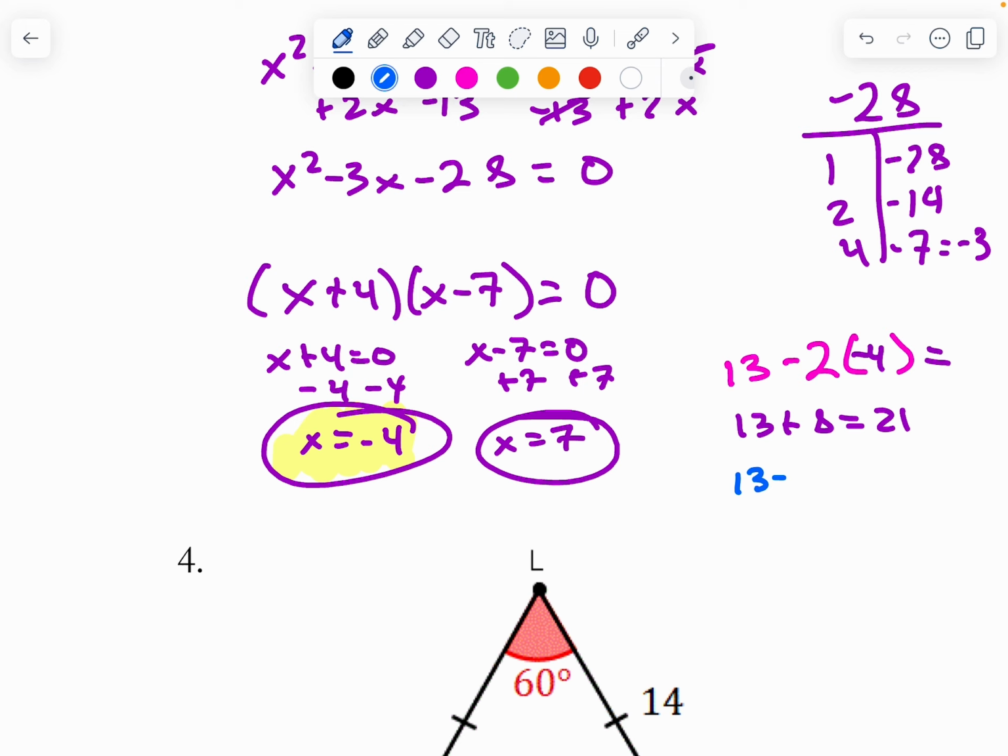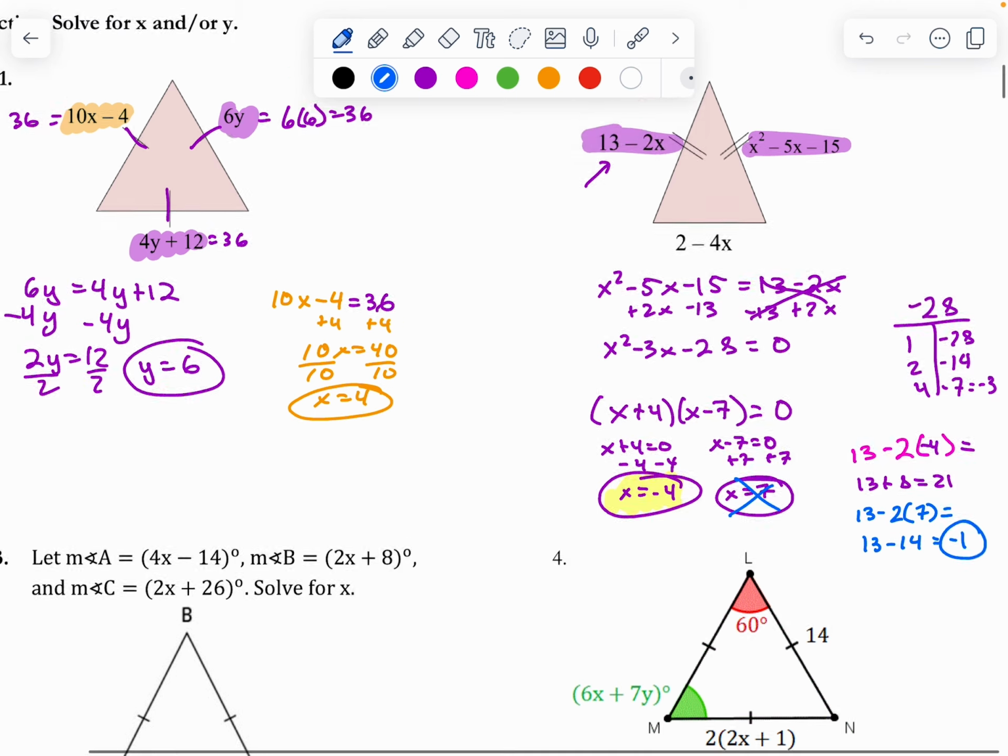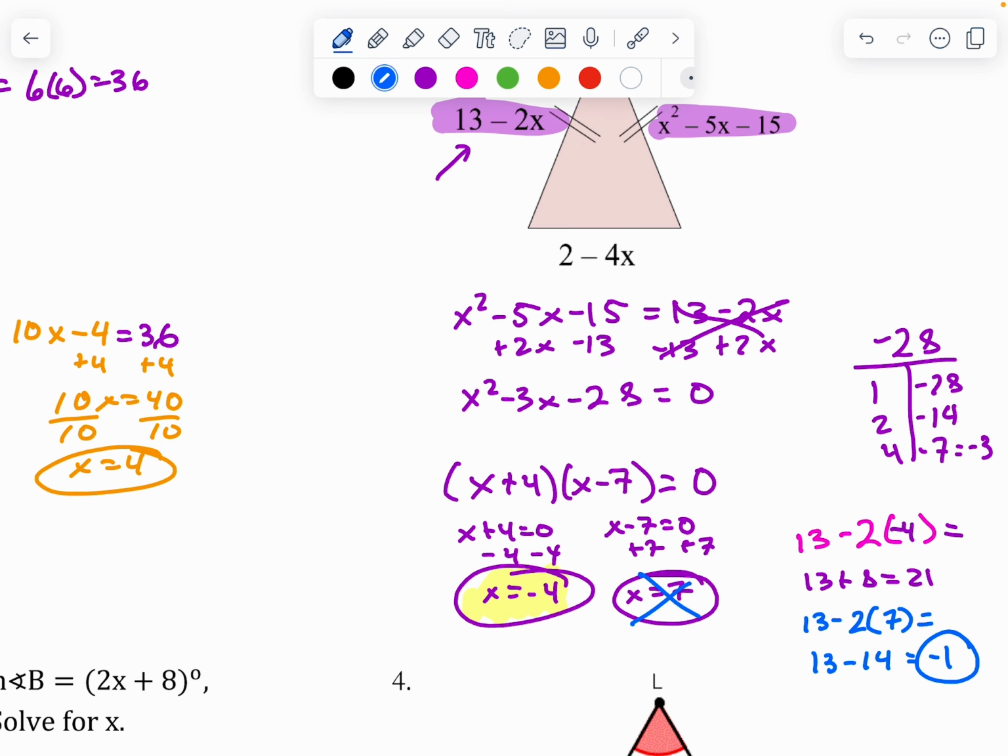And 13 minus 2 times 7. This is negative 1. We cannot have a negative side length. So x equals 7 goes away. My only answer here is going to be x is equal to negative 4. That's it. We're done with this guy.